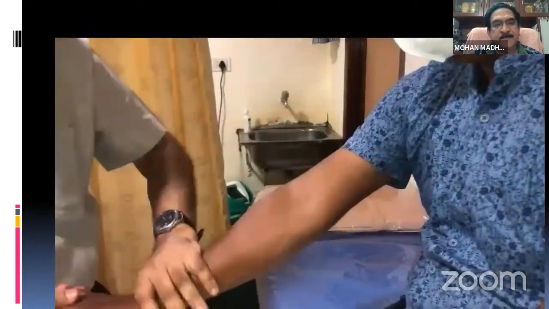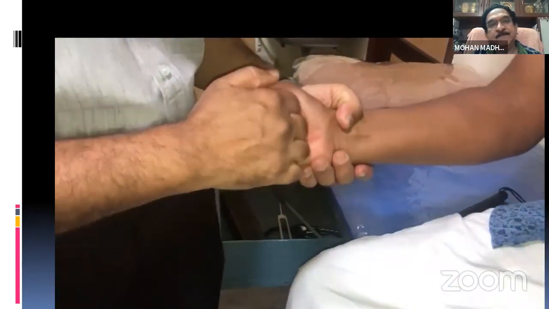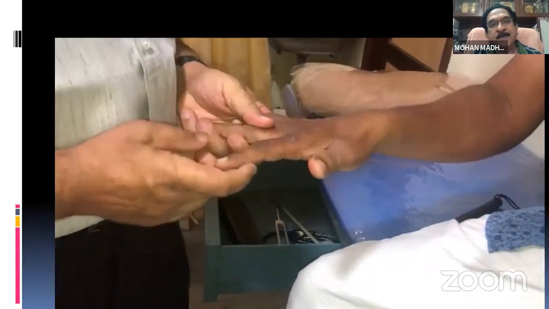Biceps normal. Wrist extension was normal. The finger extensors were weak. Long finger flexors were normal. Finger abductors were weak.